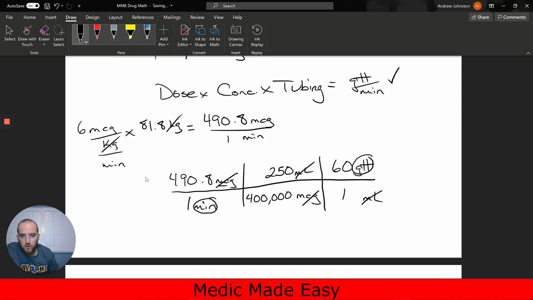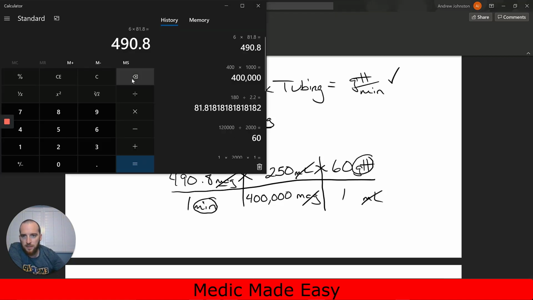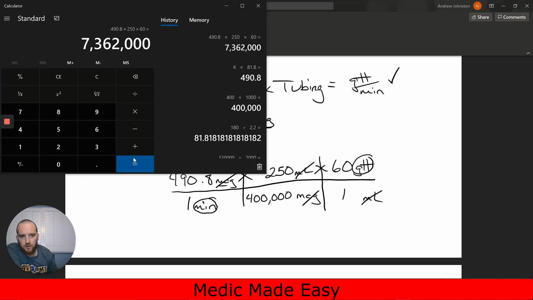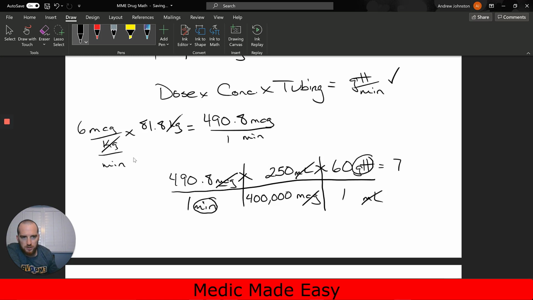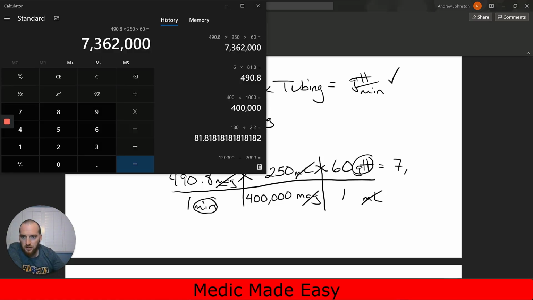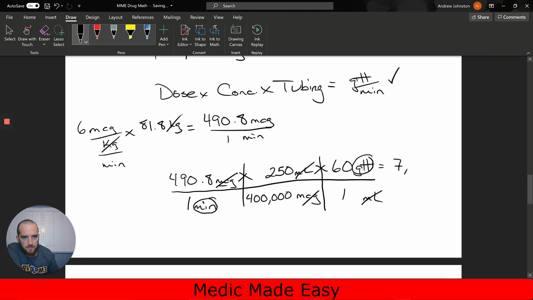So this one, again, we're going to multiply across: 490.8 times 250 times 60. Very large number. That number was 7 million, I didn't catch it, 362,000. So 7,362,000 on top. And I've got 1 times 400,000 times 1.